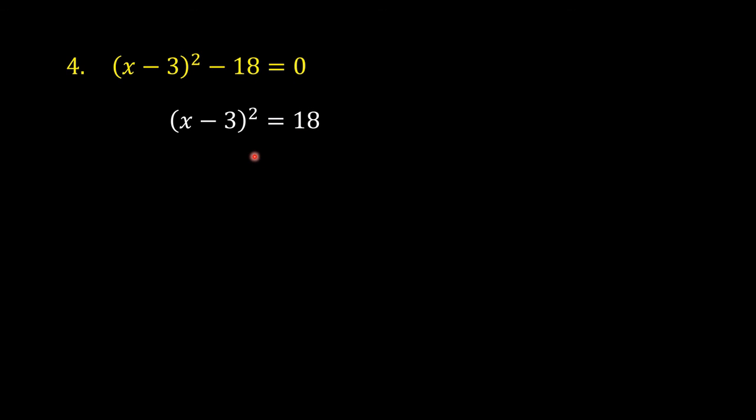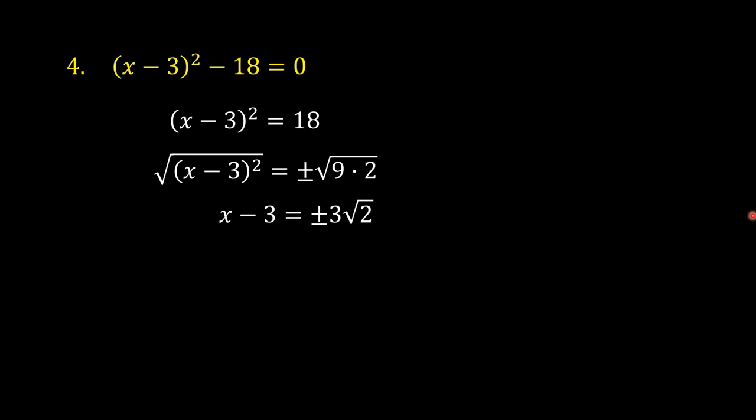Next, extract the square root of the left side and the square root of the right side. So the square root of (x minus 3) squared is equal to positive and negative square root of 9 times 2. 9 and 2 are the factors of 18. The square root of 9 is 3, so write 3 before the radical sign and then leave 2 under the radical sign. So we have x minus 3 is equal to positive and negative 3 square root of 2.